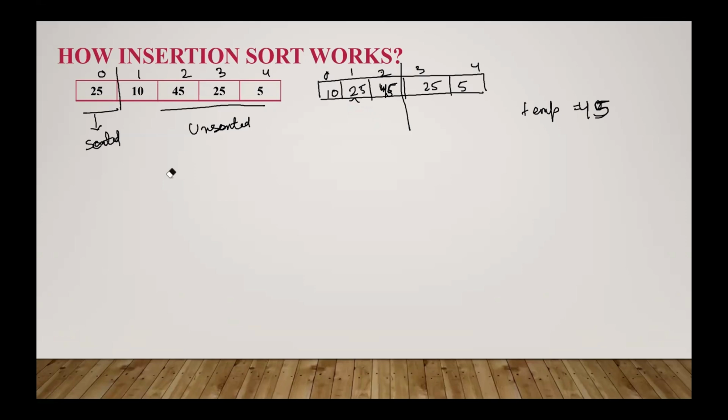Now we have to take the next element. The next element is 25. So whenever it is 25, what happens? This is 45, so the index is 3. From which location do we have to start? Index minus 1. So from this onwards, we have to check.